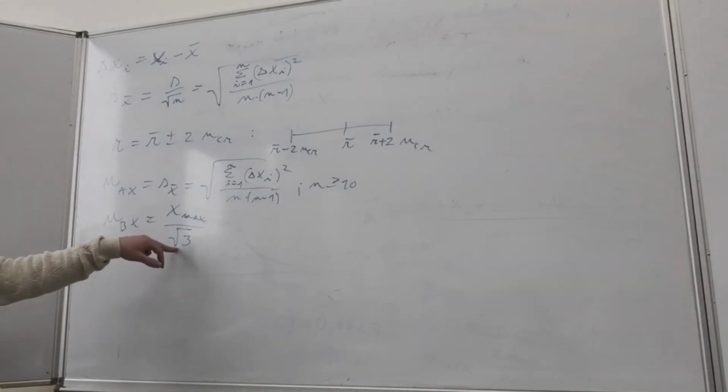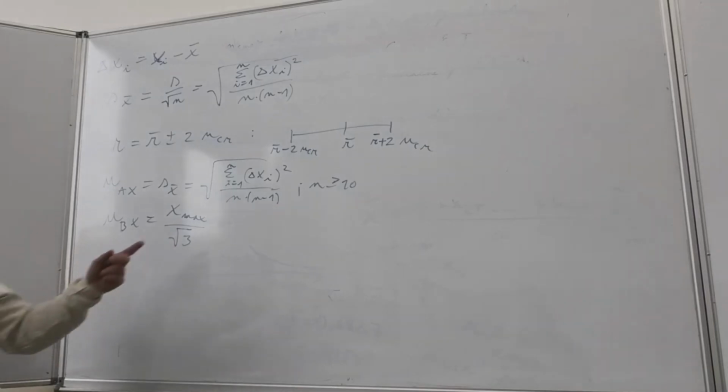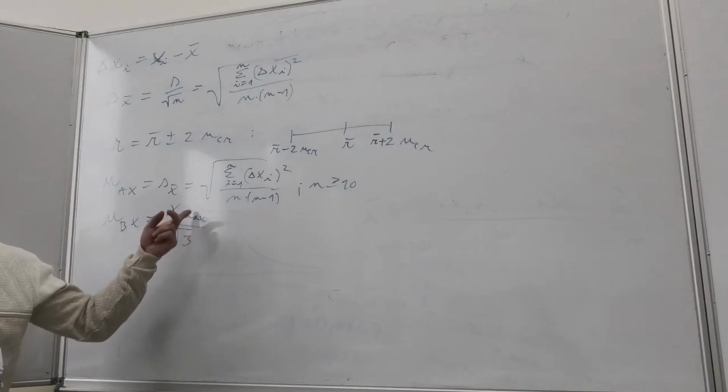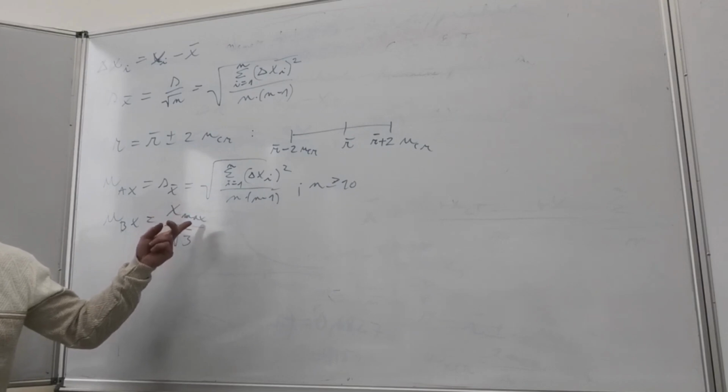And do you know why the square root of 3 is there? In high school, they get around this by telling you to divide the smallest division of the scale by 2, and then it's roughly the same as dividing it by the square root of 3. But this is more accurate.